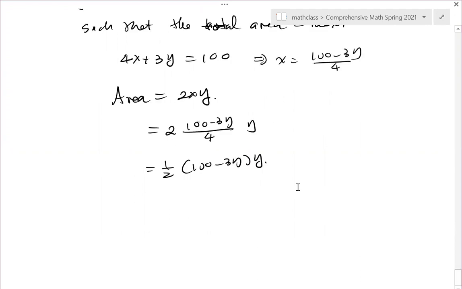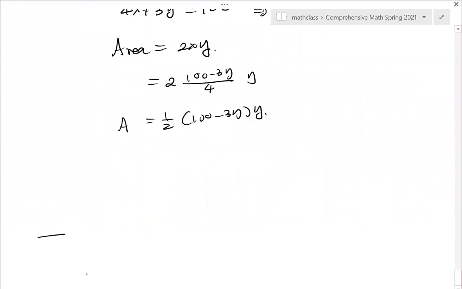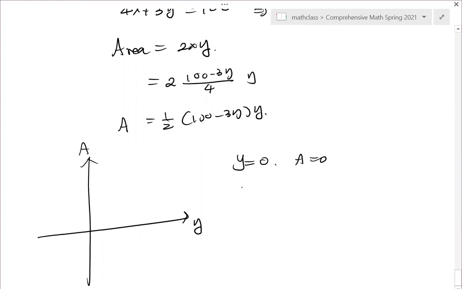Now, this is called the area. If you draw the graph, what do you see? This is a y variable and an a variable. You notice that when y equals 0, a is 0. And when y equals 100 divided by 3, a is also going to be 0. So that means the graph passes through these 2 points.